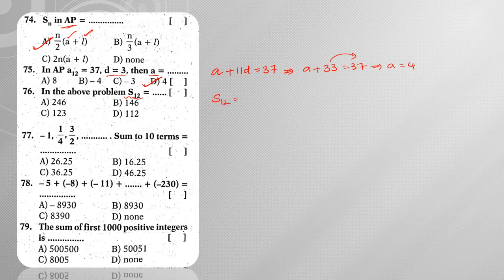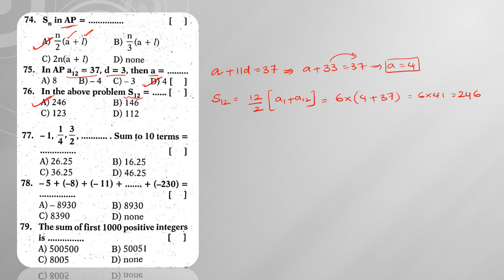S12 means, so what is S12? So 12 by 2 into first term plus last term. Now already A is nothing but my first term, and this A12 is nothing but the last term. That means I can write A1 plus A12, which is given as 6 into A1 is 4 plus A12 is 37. So 37 plus 4 is 41. So 6 into 41. So 6 ones are 6, 4 6s are 24. So hence the answer is 246.